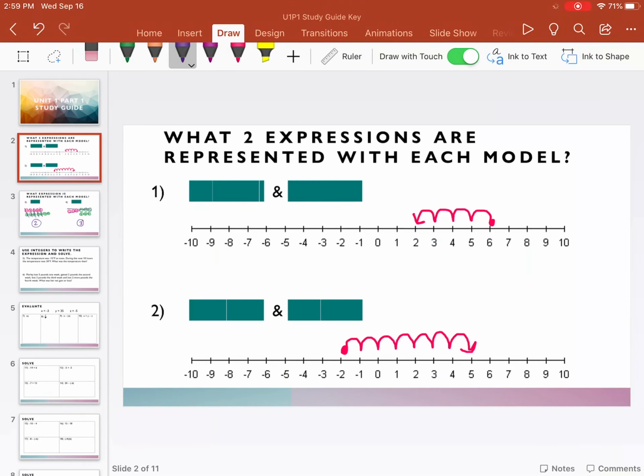Okay guys, let's go through the study guide. So starting with these number lines, there are two different things this problem could model. Okay, so let's talk about how we decide what the two problems are.